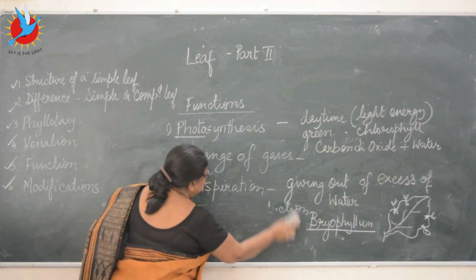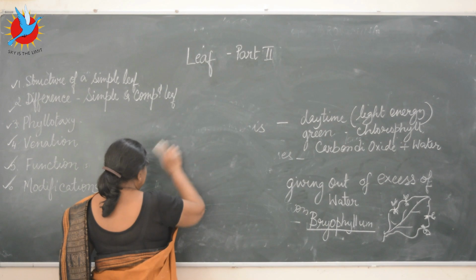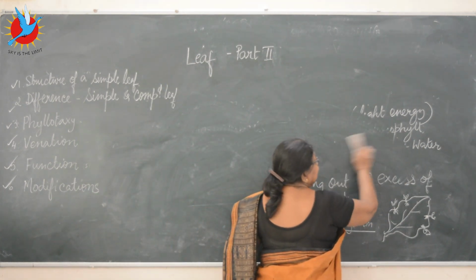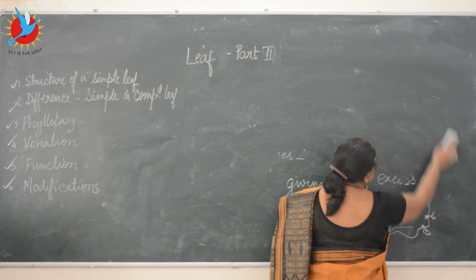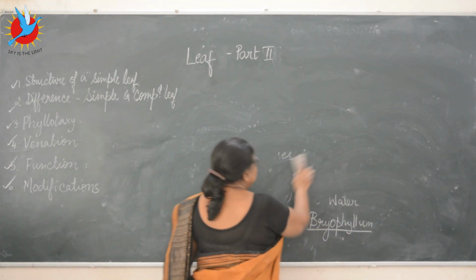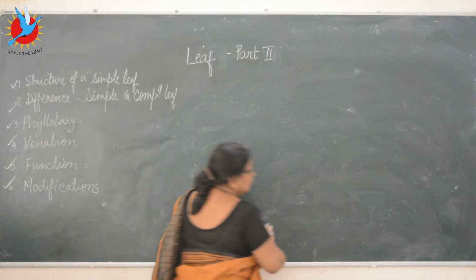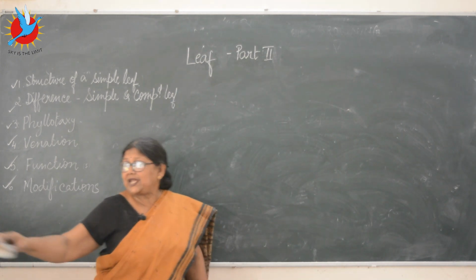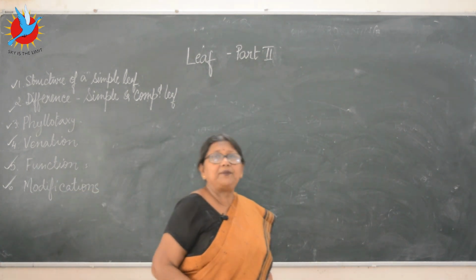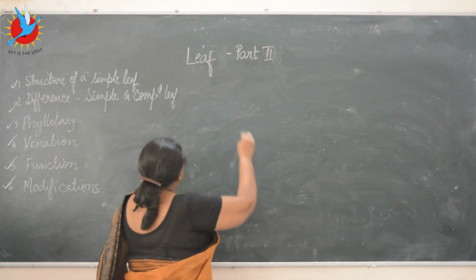Modification, you know the meaning of modification. What is modification? The normal structure that we see, if they adopt any other speciality in them, for some reason, maybe to adjust themselves to survive or for some function, that is called modification. Modification means special type of leaves. Normal leaves attaining a special type of structure or function. That's called modification.